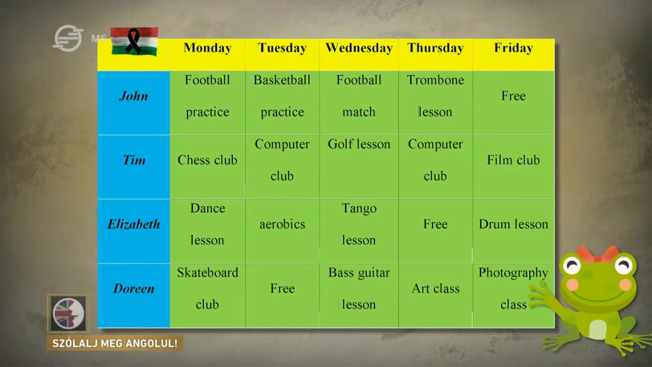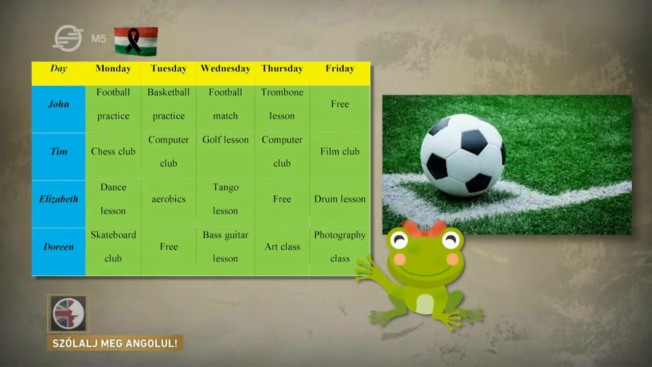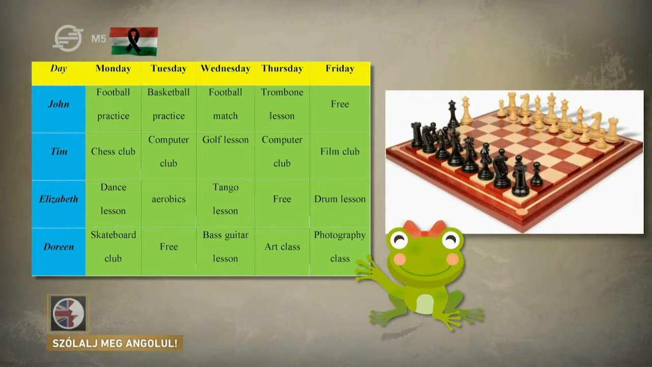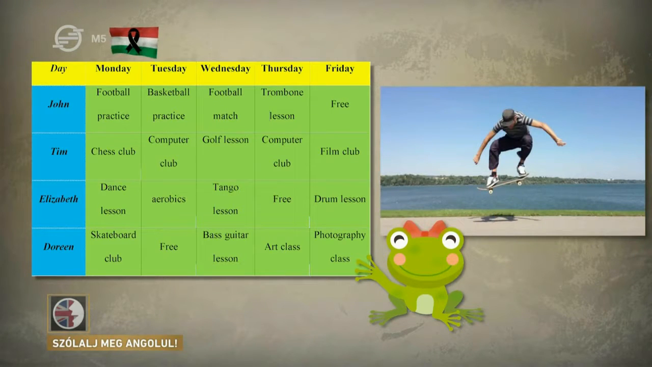Okay now, when we look at that chart, we can see where the kids will be and what they will be doing. So, we can say that on Mondays, John will be at football practice. Tim will be at the chess club. Elizabeth will be at a dance lesson. Doreen will be at skateboard club.